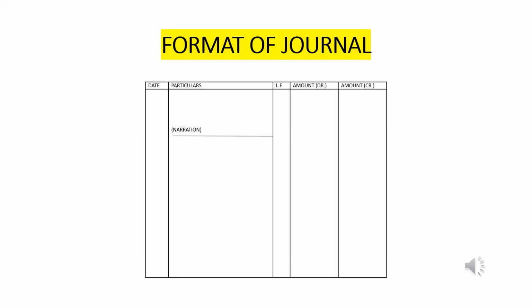So in the format, we need to have one column for the date. Next will be for the particulars, where the journal entry will be written. Next, the LF column. LF stands for ledger folio. What is the use of this column? Here we write the page number of the ledger book where this particular entry will be posted. After that, one column for the amount to be debited, and lastly one column for the amount to be credited.